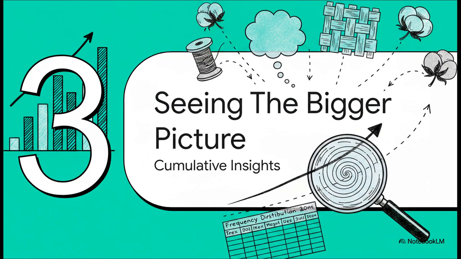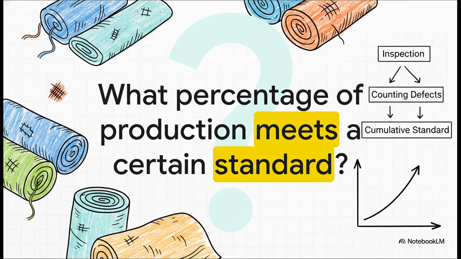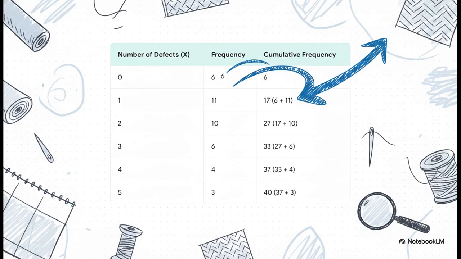So, a frequency table is awesome for seeing what's most common. But what if we need to see the bigger picture? Turns out, we can squeeze even more powerful insights from this very same data. Now, this is the kind of question that managers and customers are always asking. Hey, what percentage of our fabric has 2 defects or less? To answer a question like that, we can't just look at one number at a time. We've got to look at the data cumulatively. And we do that by creating what's called a cumulative frequency table.